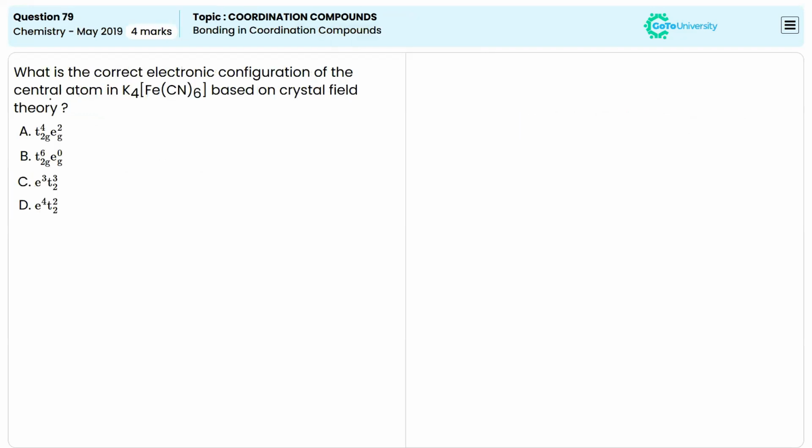What is the electronic configuration of the central atom in K4[Fe(CN)6]? We have to explain this based on the crystal field theory. First, let us consider the complex K4[Fe(CN)6]. When it undergoes dissociation, we know that the coordination sphere will be unaffected, and it will produce 4K plus ions and [Fe(CN)6] 4 minus ions, right?